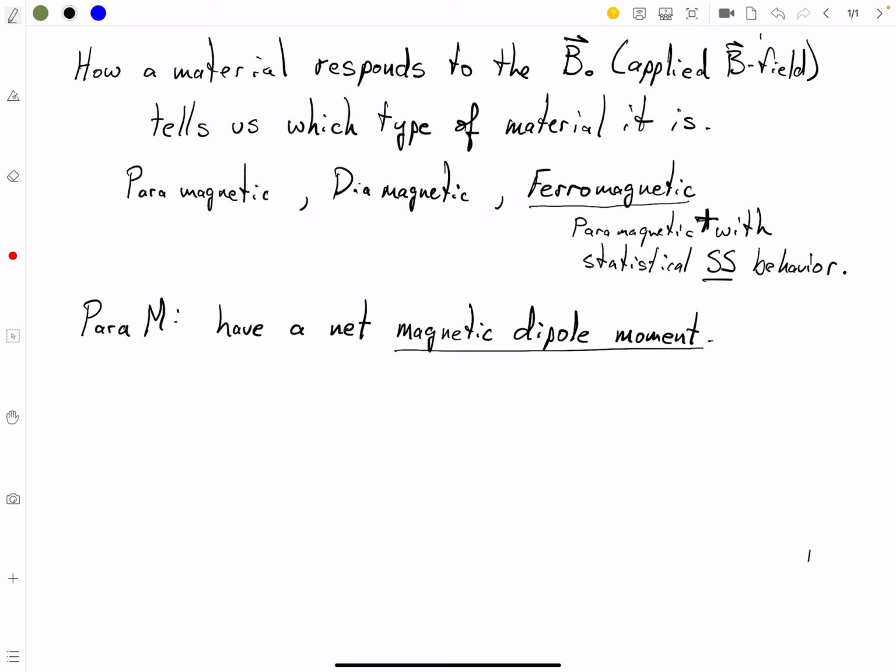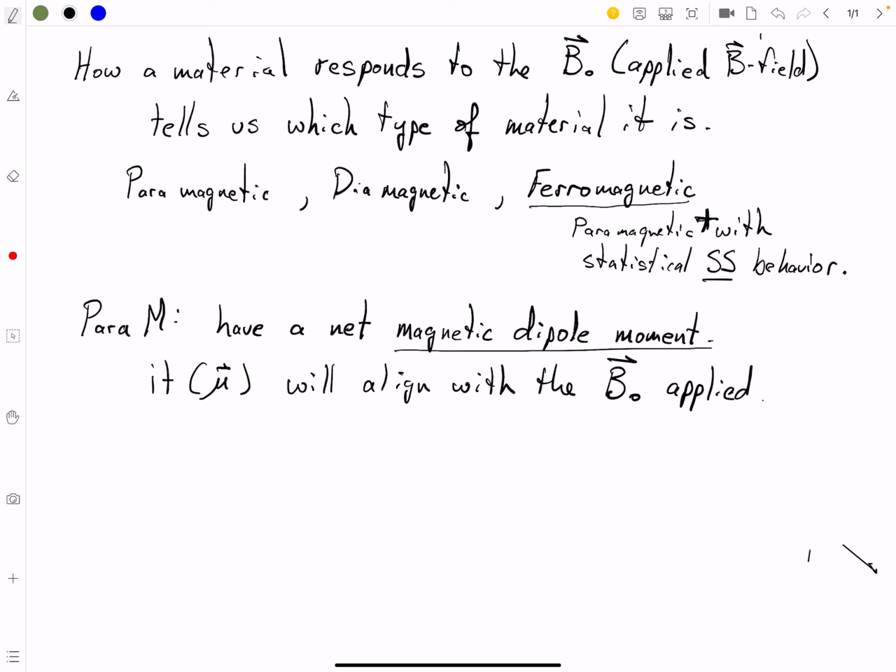Okay, they have a net magnetic dipole moment. And once it, and by it I mean the mu, the magnetic dipole moment, it will align with the supplied B not applied. Okay, so we are externally applying some B not to that.